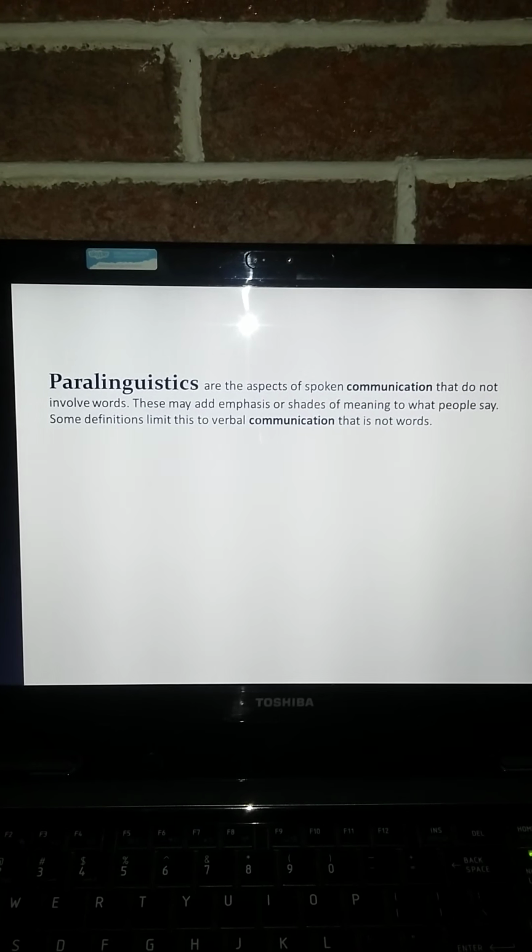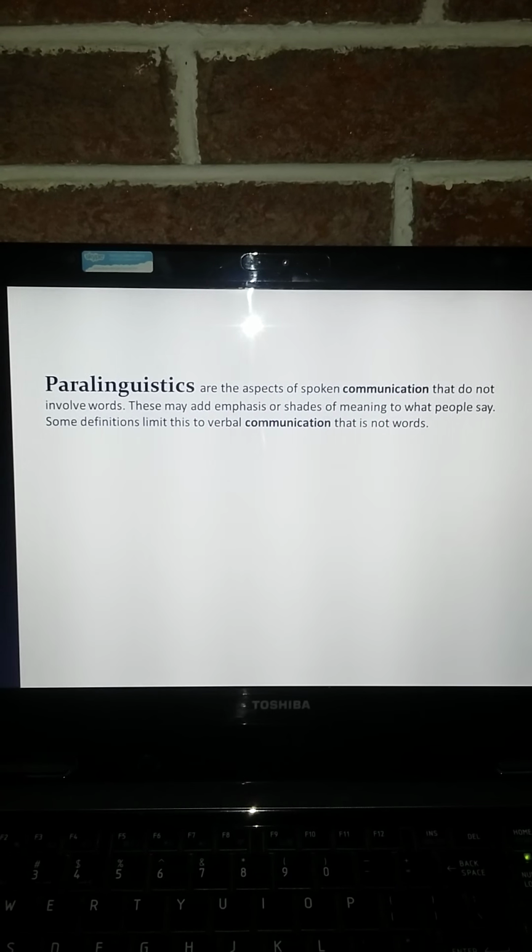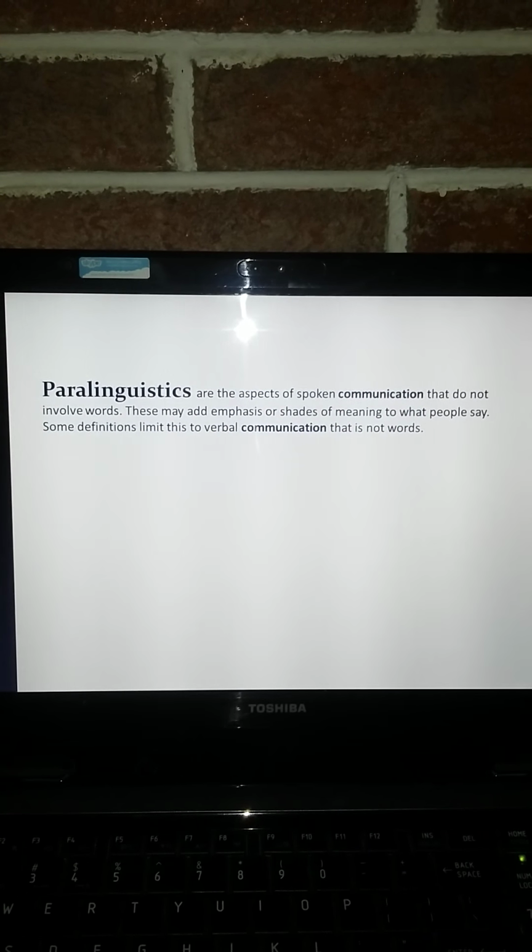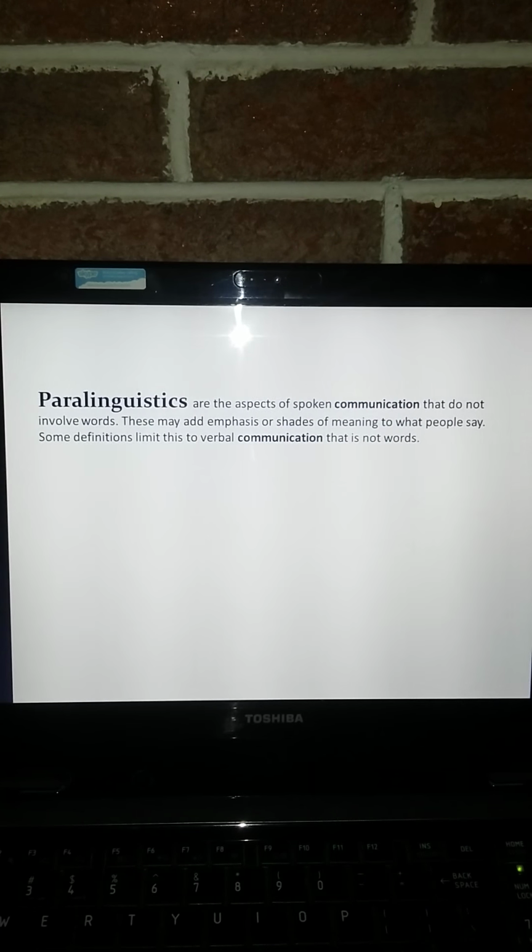Okay, we're going to continue with paralinguistics. Well, the definition of paralinguistics: the aspects of spoken communication that do not involve words. These may add emphasis or shades of meaning to what people say. Some definitions limit it to the verbal communication that is not words.